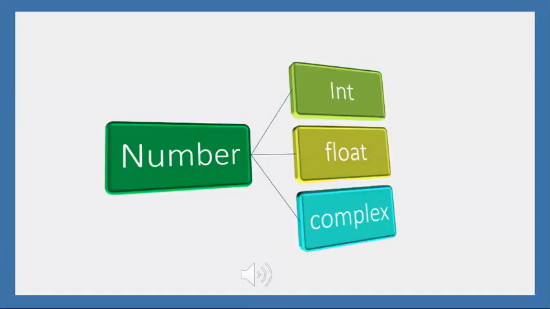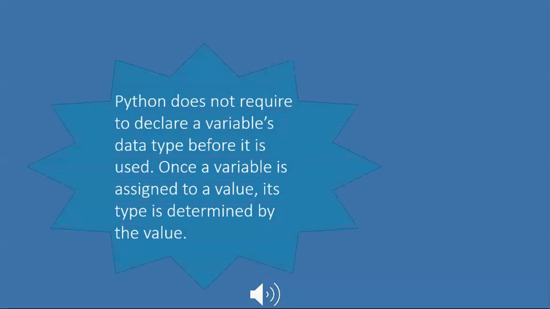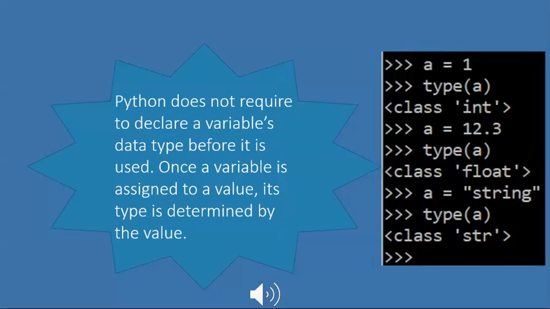Python number data type is used to store numeric values, including int, float, and complex. Python does not require declaring a variable's type before it is used. Once a variable is assigned a value, its type is determined by the value. Python has a built-in function type that is used to see the data type of a variable.